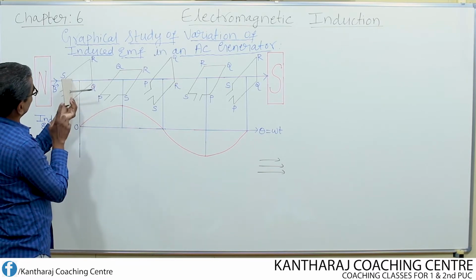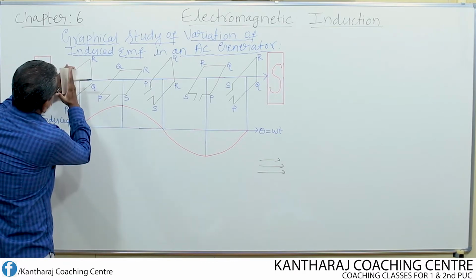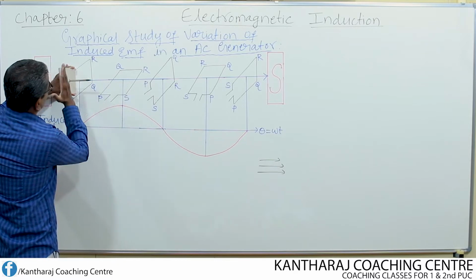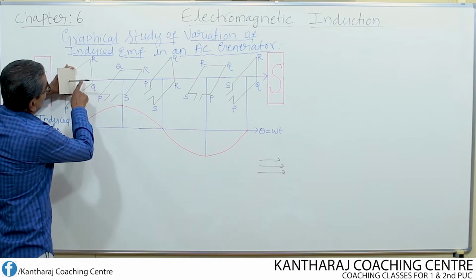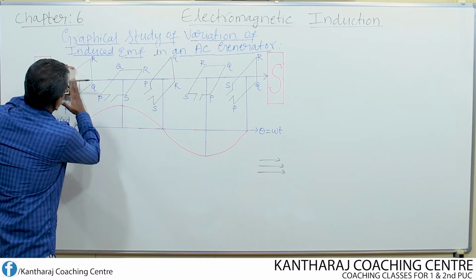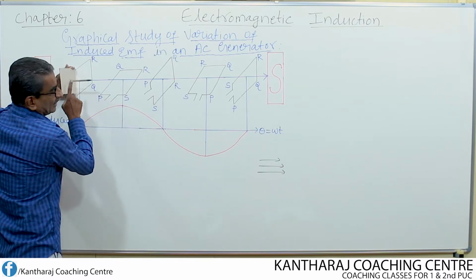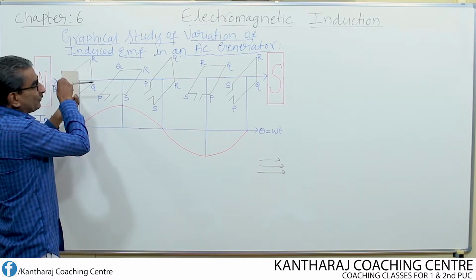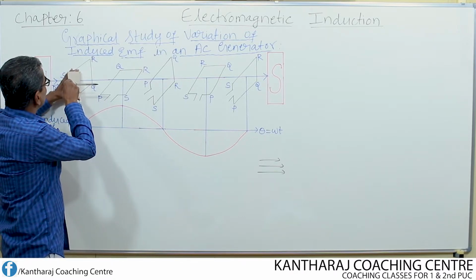So initially, let the plane of the coil be perpendicular to the magnetic field. If the plane of the coil is perpendicular to the magnetic field, then the area vector will be parallel to the magnetic field. So remember this difference. The plane of the coil will be perpendicular to the magnetic field, whereas the area vector of the coil is parallel to the magnetic field. Now, this is the first stage, that means the starting position of the coil. So I consider this as 0 degree.